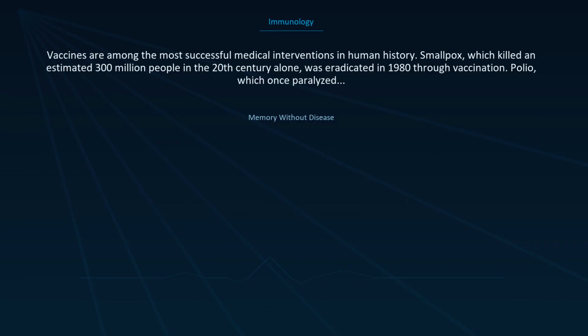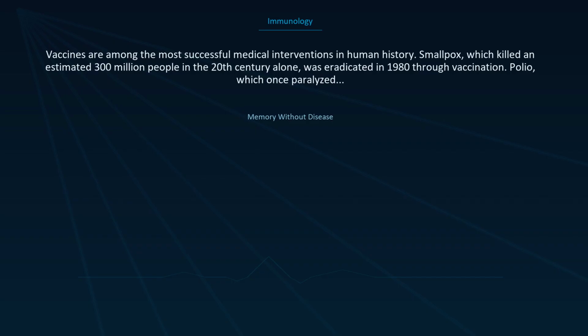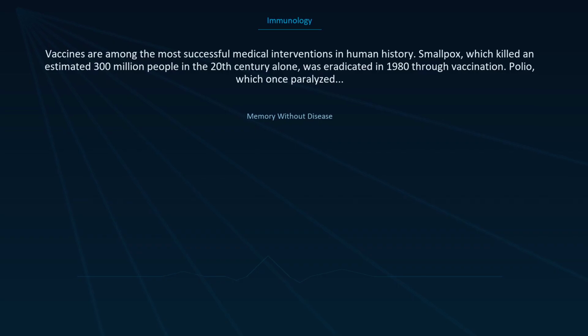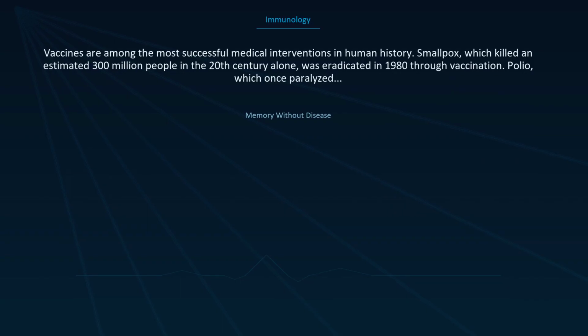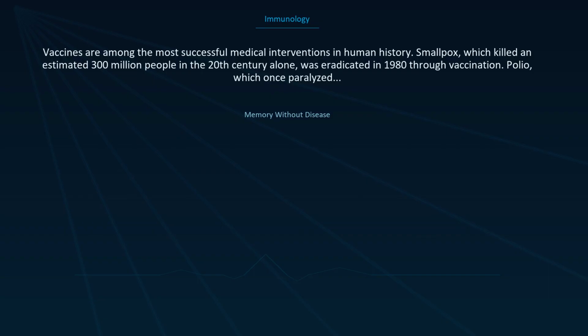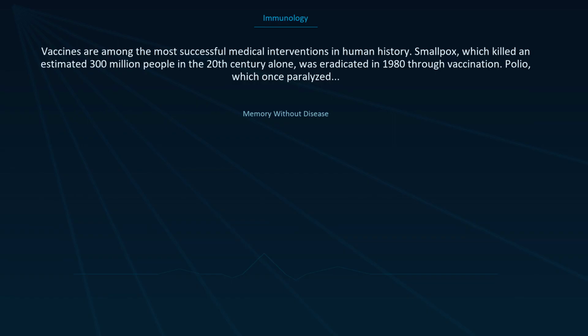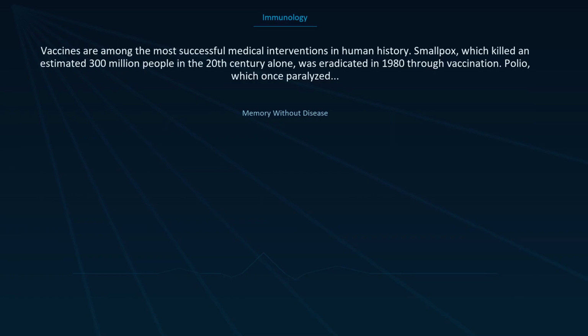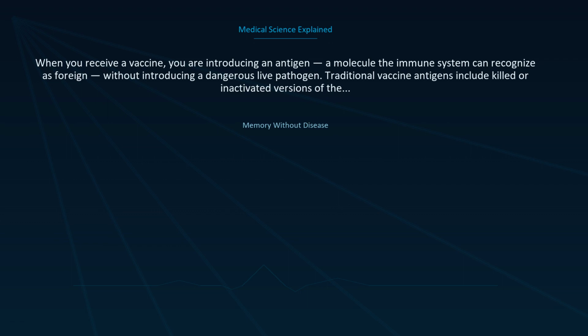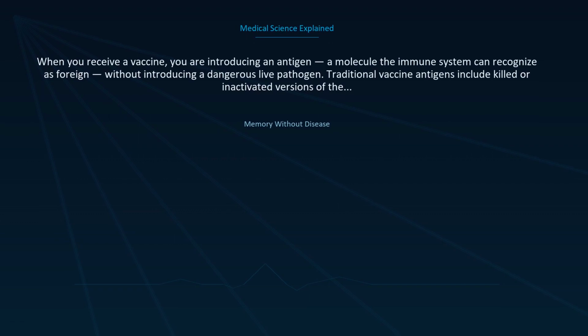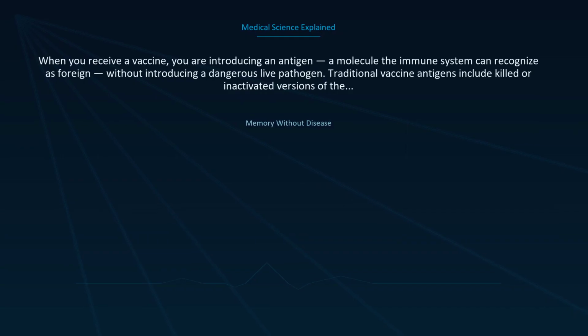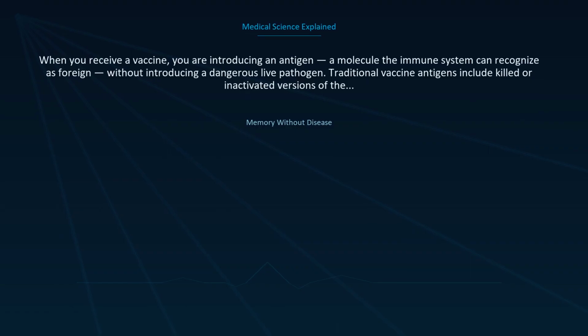To understand why this works, and why it works as reliably as it does, requires understanding how the adaptive immune system learns. When you receive a vaccine, you are introducing an antigen, a molecule the immune system can recognize as foreign, without introducing a dangerous live pathogen. Traditional vaccine antigens include killed or inactivated versions of the whole pathogen, live attenuated versions weakened by laboratory culture, or isolated protein subunits from the pathogen's surface. Regardless of the antigen type, the sequence of immune events is fundamentally similar.